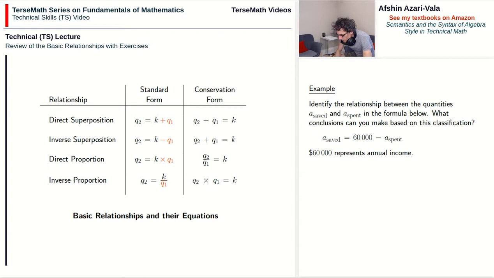Okay, so in this example, now I've made the problem a bit shorter so that I can fit it in this area. So some of the stuff I will tell you about. The problem says identify the relationship between the quantities amount of money saved and amount of money spent in the formula below. What conclusions can you make based on this classification? And the formula is amount of money saved is equal to 60,000 minus amount of money spent, where $60,000 represents annual income.